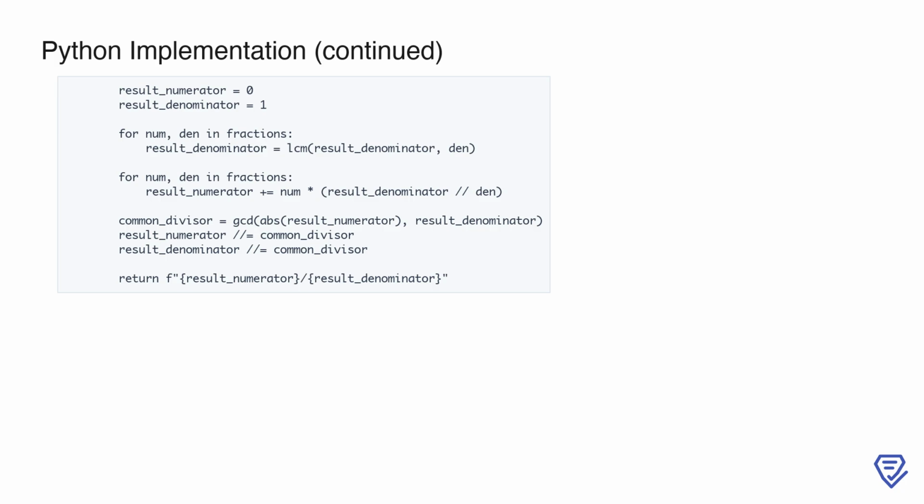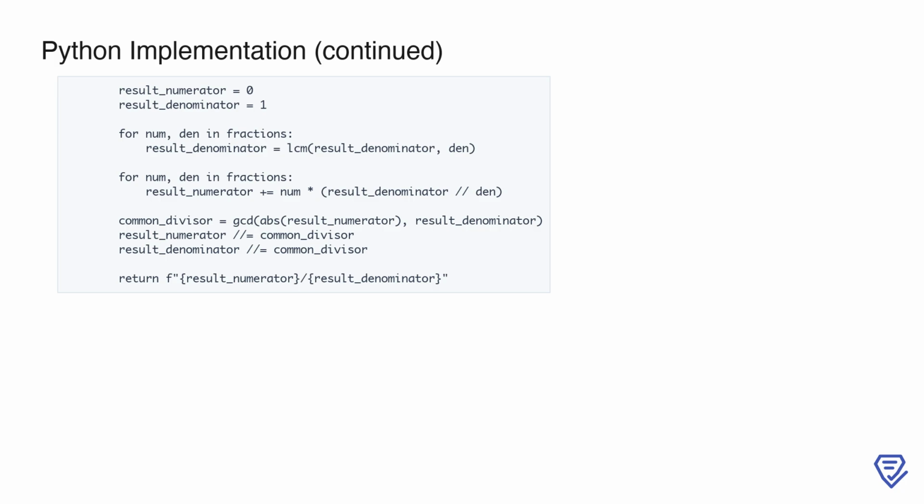Next, we calculate the adjusted numerators for each fraction. By iterating through the fractions list again, we scale each numerator to match the common denominator and accumulate their sum into result_numerator. At this point, we have the combined numerator and denominator for the result, but they may not be in their simplest form. To simplify, we compute the greatest common divisor of the absolute value of result_numerator and result_denominator, then divide both by this common divisor. Finally, the resulting fraction is returned in string format as numerator/denominator, representing the simplified sum or difference of the input fractions.